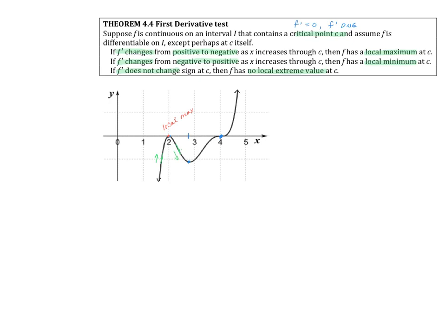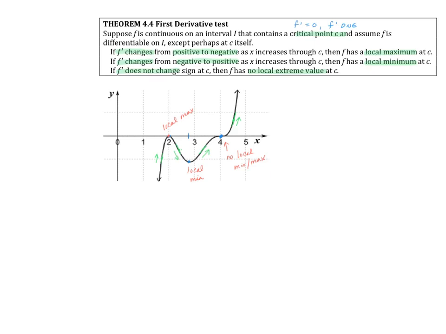Now, between our second critical point and 4, the derivative is positive. So it's gone from negative to positive. It's changed sign. So here we're going to have a local min. But notice that at 4, if we compute the derivative after 4, it's still positive. So in this case, at 4, there is no local min or max.